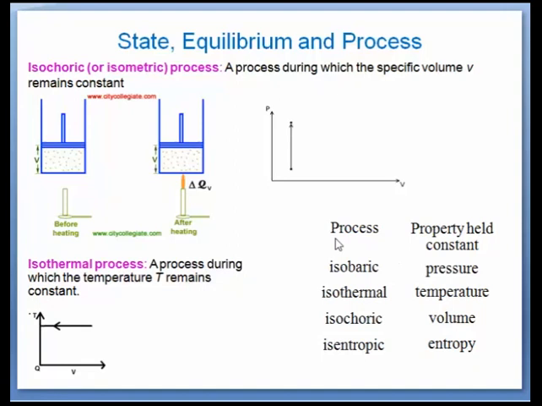So in a nutshell, we can say that the isobaric process is a process where pressure remains constant. The isothermal process is the process where temperature remains constant. The isochoric process is the process where volume remains constant, and the isentropic process is the process where entropy remains constant. I would not like to go into much detail on entropy, but however, entropy is defined as the measurement of the randomness of the system.